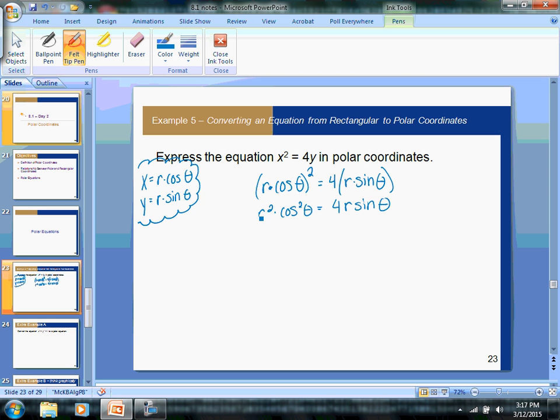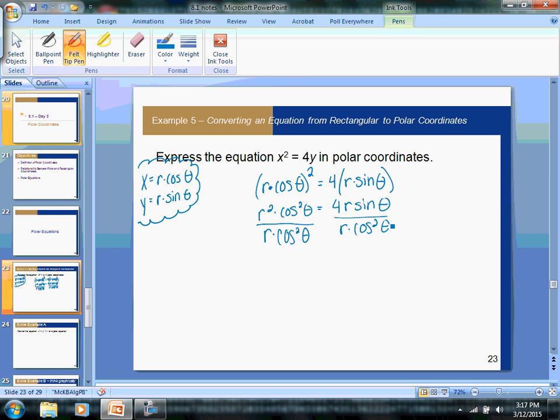So I want to change this r squared into an r. And you might say, oh, I can take the square root, but that just takes us back to where we were. So the other thing we can do to get r by itself is divide by r. So that way I have one r left, but I need to get r completely by itself. So I'm going to divide by the cosine squared theta as well. And what I do to one side, I have to do to the other.